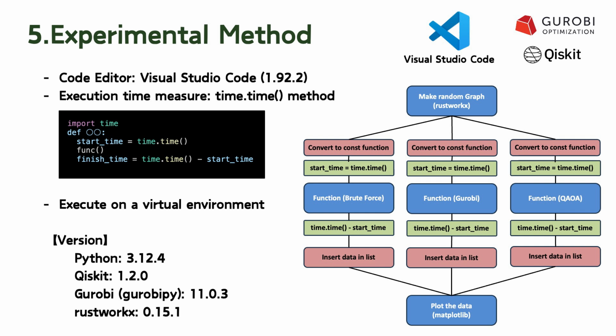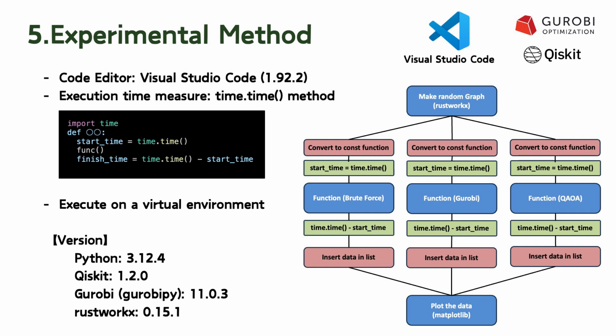The diagram on the right shows the flowchart of the experiment. First, I created graphs using RustworkX, then converted them into cost functions suitable for each solver. After starting the timer with time.time, I executed the functions. Once execution was complete, I recorded the end time with time.time and calculated the execution time by finding the difference from the start time. Then I stored the execution time in a list. Finally, I visualized the data using matplotlib.